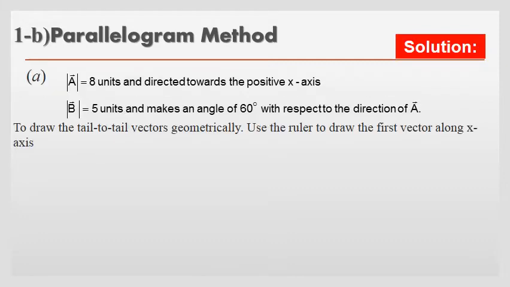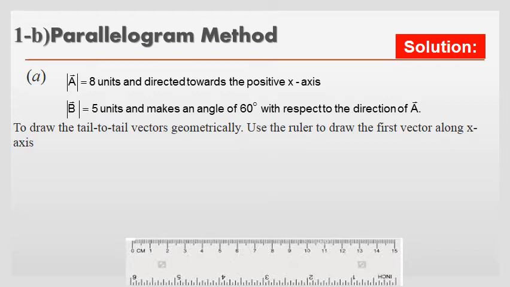Now the first step is to draw the vector A by using the ruler again, and then make a tick at the start of the vector and another tick at the end, just to specify the 8 centimeter length that corresponds to 8 units of the vector A. Then you can draw the vector A, which has a magnitude of 8 units and is directed towards the positive x-axis.